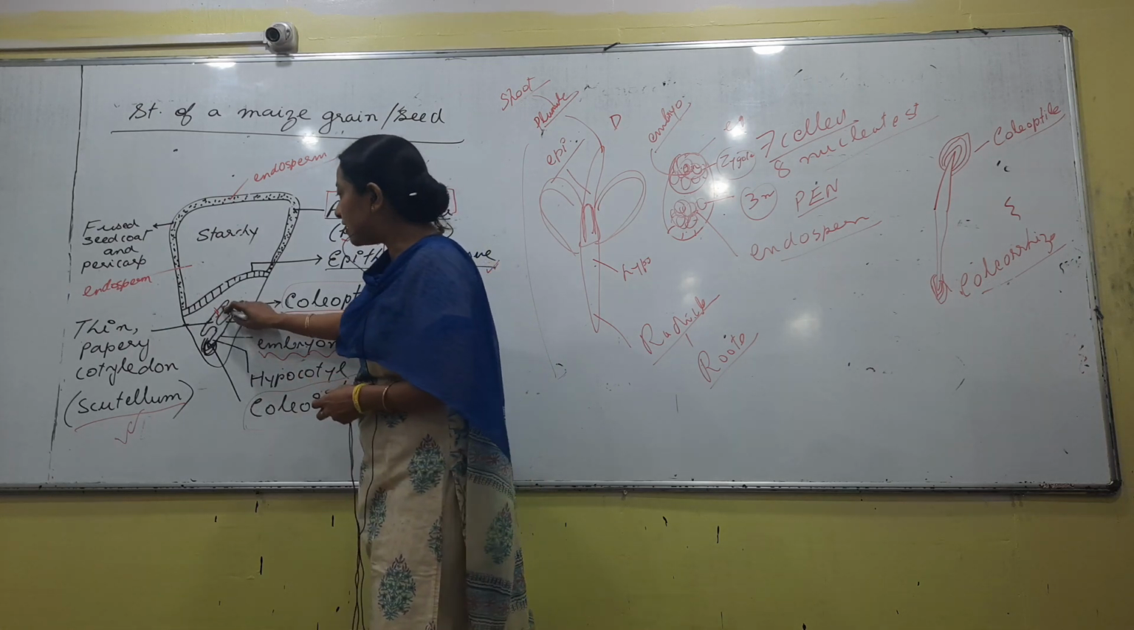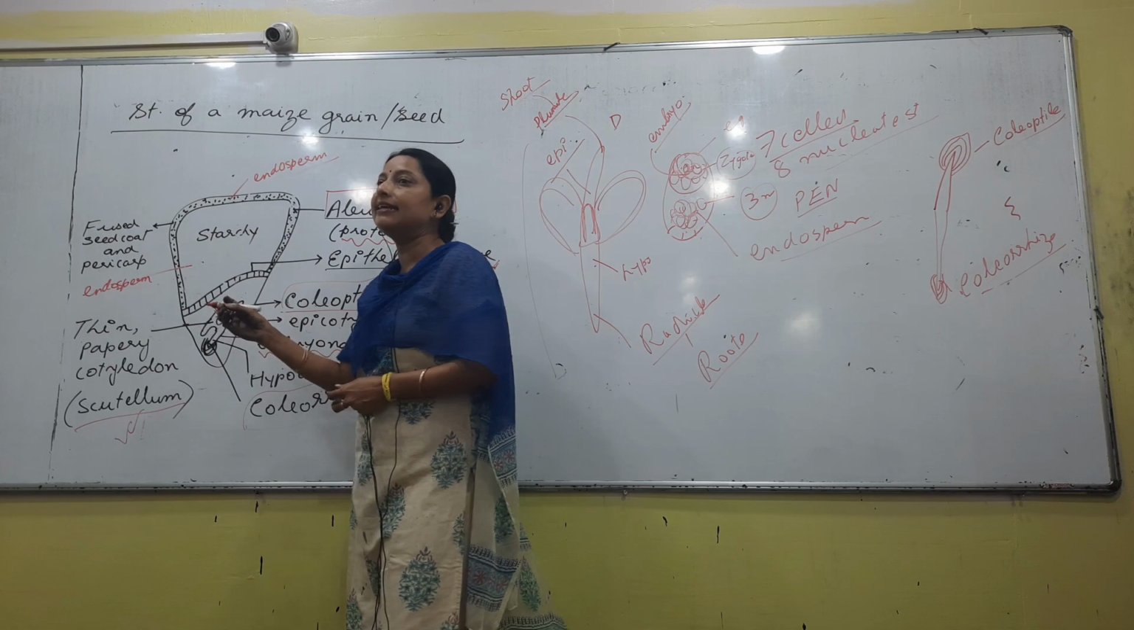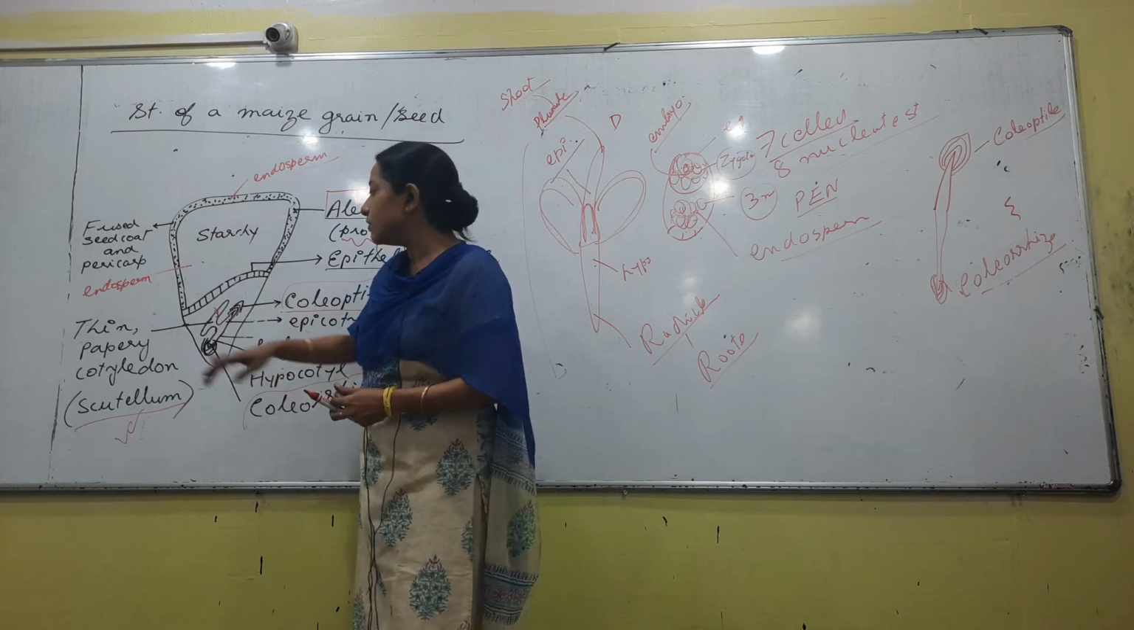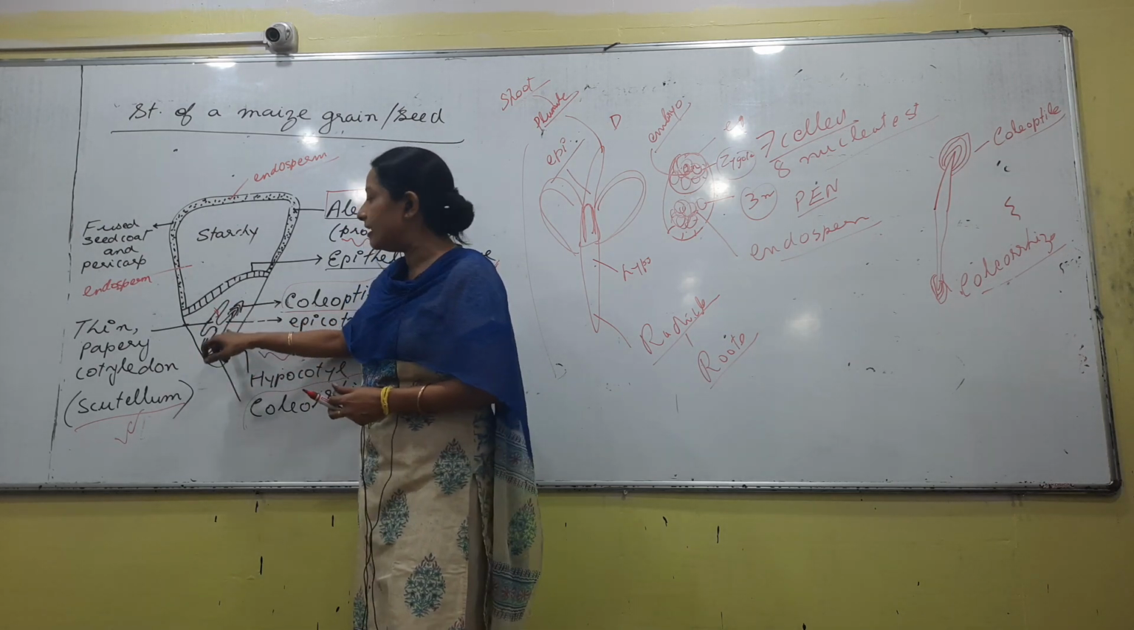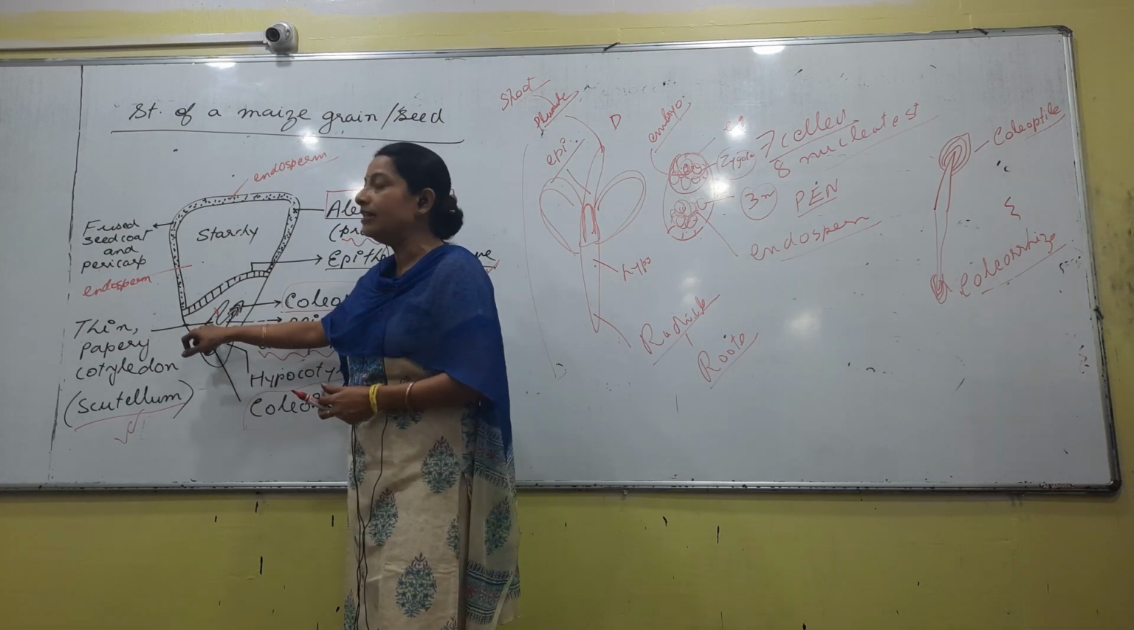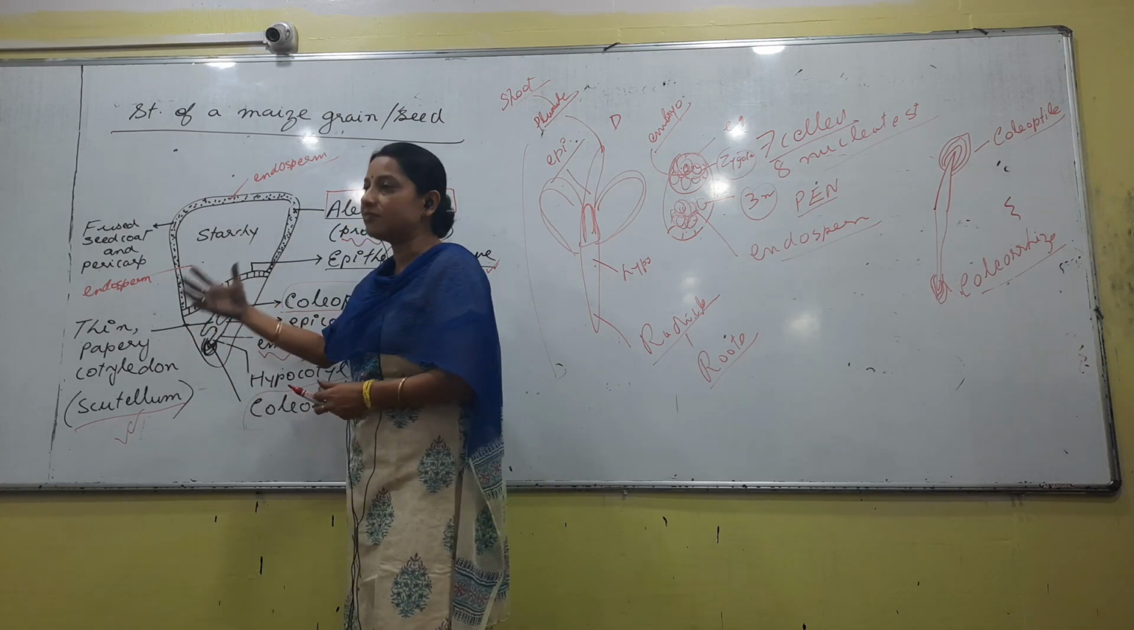So it is so thin and papery, it is almost like it contains no food, right. So if this baby plant needs to germinate, it cannot depend on this, right. So ultimately it has to take the food from somewhere else.